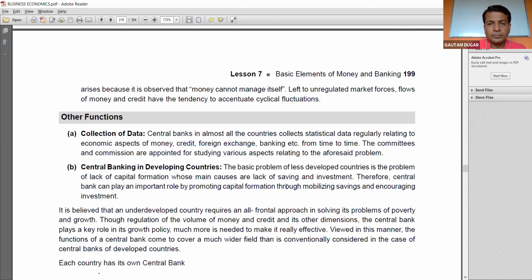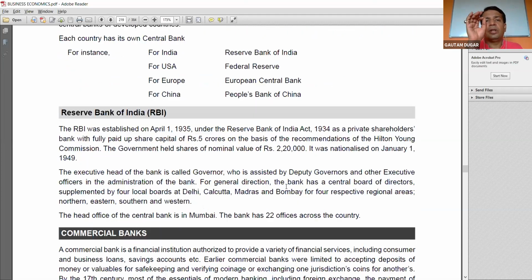For MCQs, you obviously must know when the RBI was established: on 1st April 1935. It was established on 1st April 1935, but it was nationalized on a different date. They're two different things. Establishment date was 1st April 1935, remember, but it was nationalized on 1st Jan 1949.